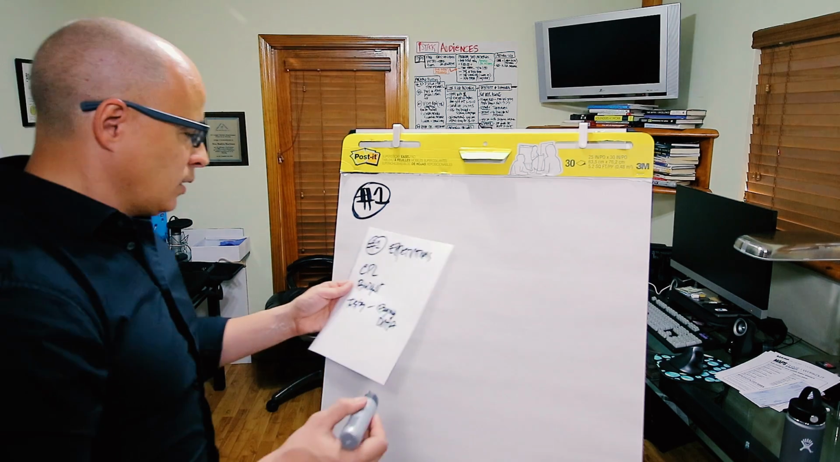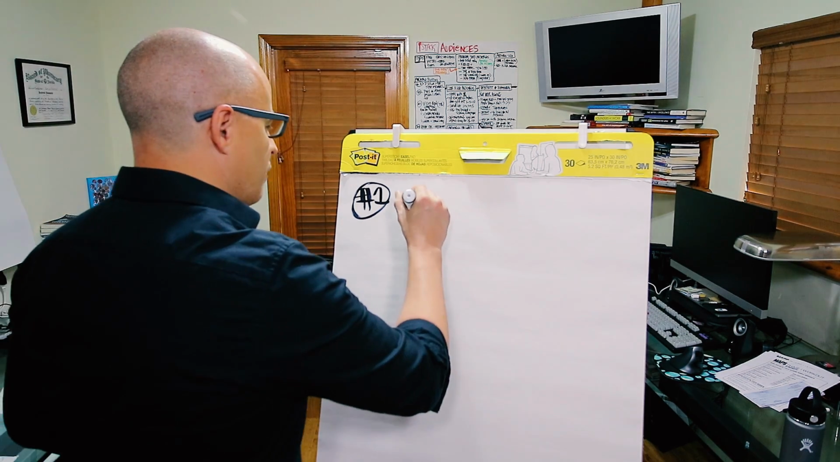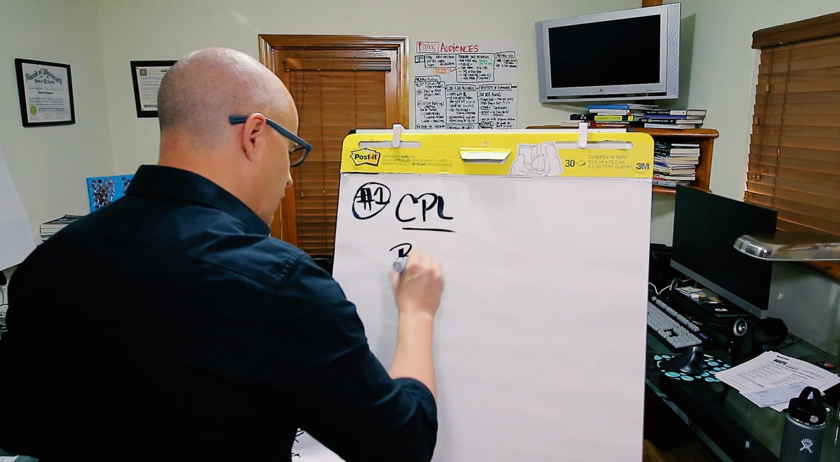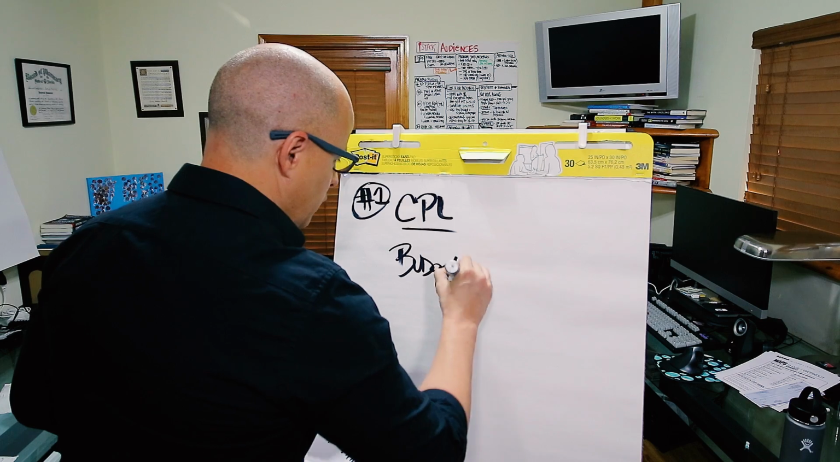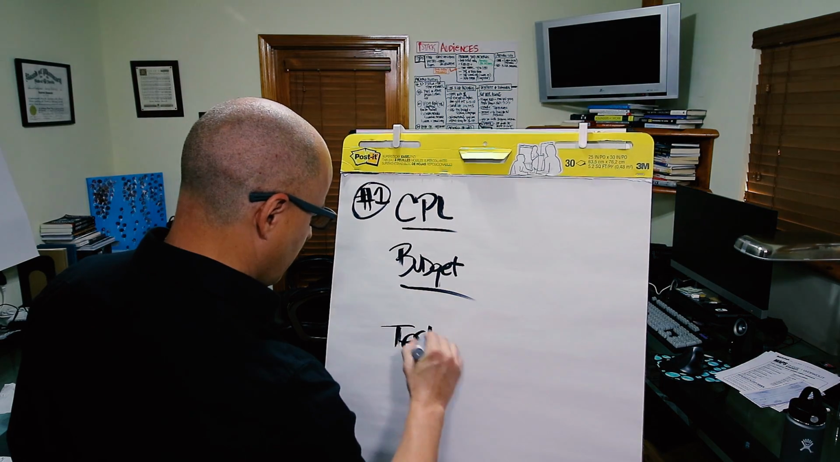So let's talk about the variety of expectations that we have. I'm going to write here CPL. Okay, that's one expectation. Then we have a budget, right? Budget. Okay. And then we have testing, right? Testing, okay?